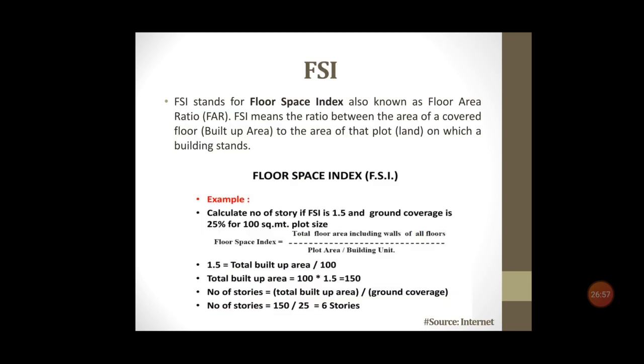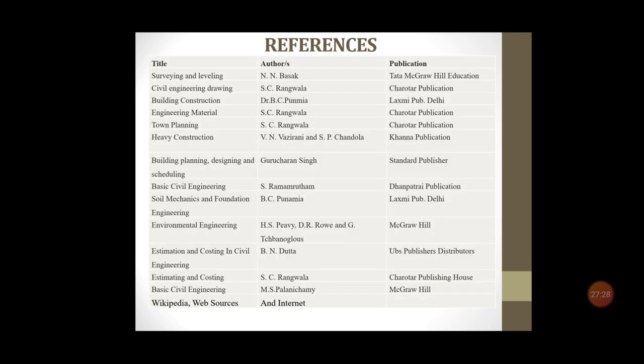Now what do we understand by the FSI or floor space index, which is also known as the floor area ratio? It is actually a ratio between the area of a covered floor, meaning built up area, to the area of that plot or land on which a building stands. An example is given, and with this example it has been shown how the floor space index means the ratio between the area of a covered floor to the area of the plot that is being calculated. So these are a few references from where the data have been taken.